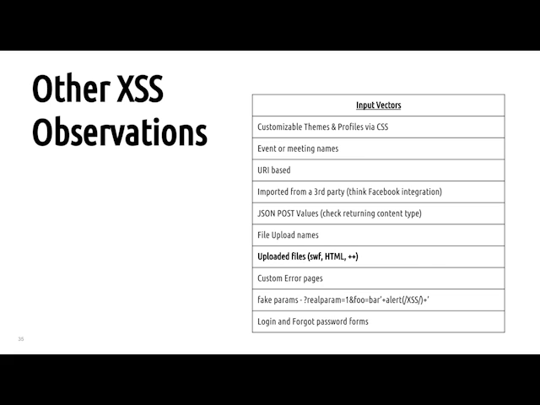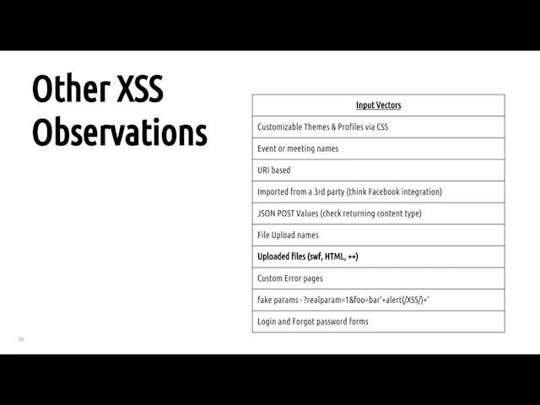Some other XSS observations from when I parsed all the research of the bug bounty hunters and my own findings. There are a lot of interesting input vectors associated with cross-site scripting that a lot of people will miss. Anytime you have a site that has a customizable theme or a profile and lets you input your own CSS, most likely it's going to be vulnerable to cross-site scripting using that editable theme or profile function. Any names of events or meetings or anything that you schedule can be vulnerable to stored cross-site scripting.